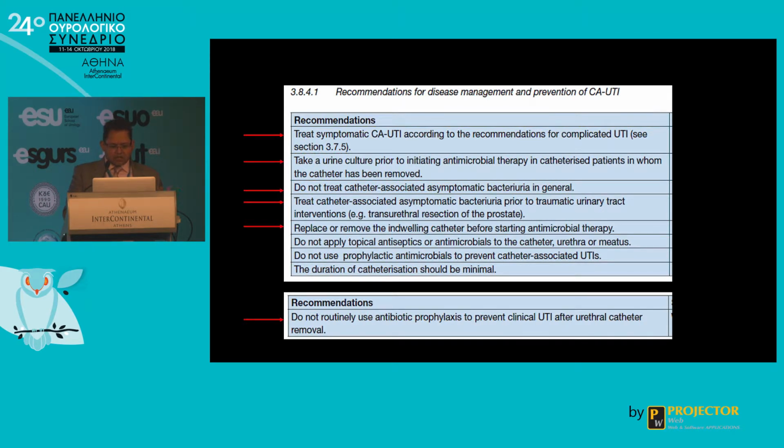And the recommendation for treatment is similar to the complicated UTI. So treatment is necessary if they're unwell, if they've got recurrent infections. Always take a urine culture in these patients and treat asymptomatic bacteriuria only if they've had trauma to the urinary tract, not otherwise. And replace the catheter. Do not routinely give antibiotic prophylaxis to prevent infection after removal. So when you're removing the catheter, they don't need an antibiotic for that. But when you're changing it, if you've got an infection, always change the catheter and then give antibiotics.